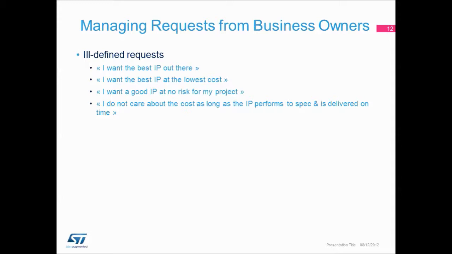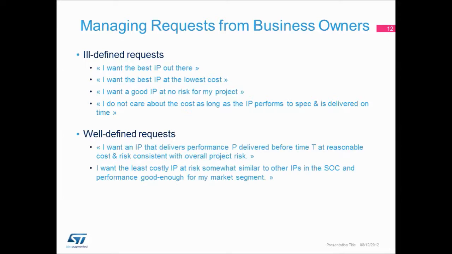Assuming that there's a lot of risk in the project, he doesn't want to add on top of that, I suppose. I do not care about the cost as long as the IP performs to spec and is delivered on time. This also I keep getting from time to time. Now, what are the well-defined requests that we need to extract from these guys in the end?